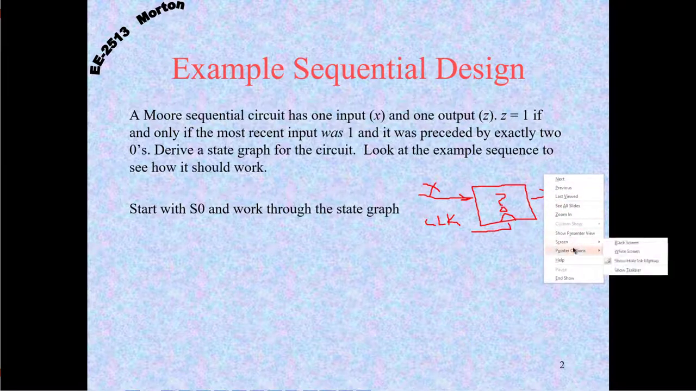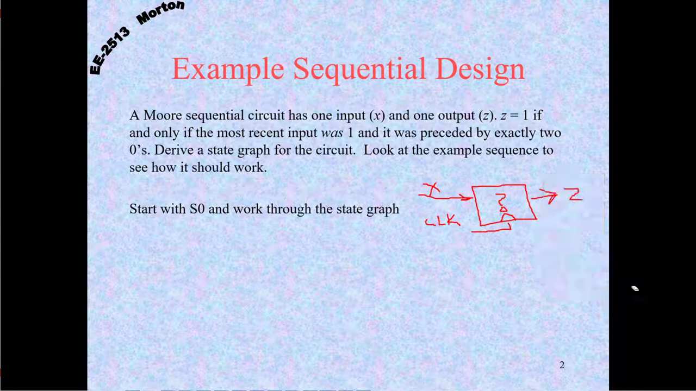So let's see, I'm going to erase. Okay, so one input X, one output Z, and Z equals 1 if and only if the input is two zeros and a one. Okay, so let's erase this, and then we'll do some sample inputs.